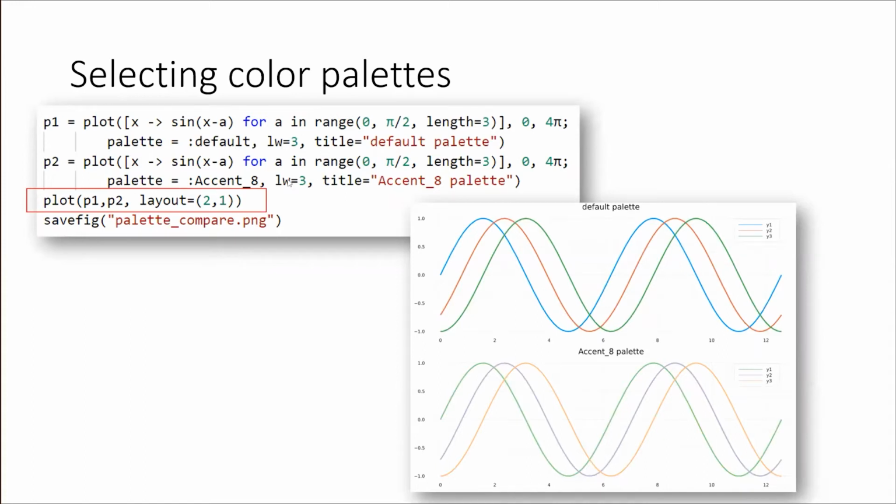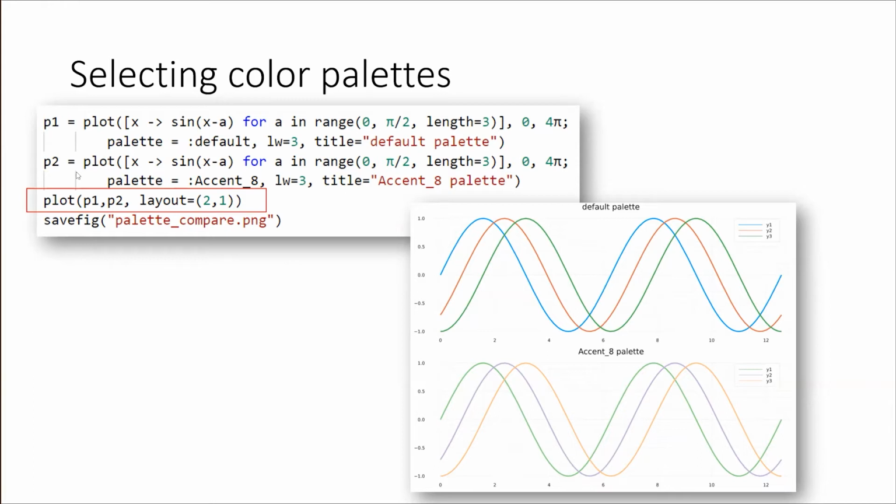You can also make plots in this fashion. You can create individual plots. For example, I plot one set of lines here, a sine function with a shift. A is the shift in the sine signal, and A goes in a range 0 to pi over 2. I'm going to take 3 points in this interval, and for each value of A, I'm plotting sine x minus A, right? So your sine wave is shifted by a certain amount. This is my P1, my first plot, and then the second plot.